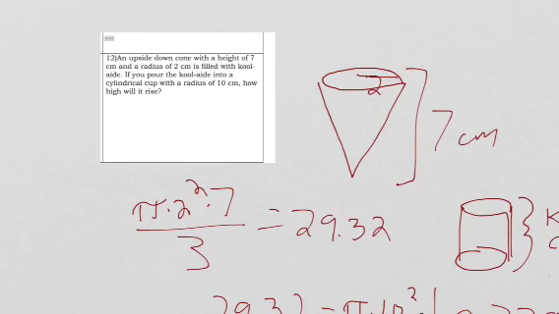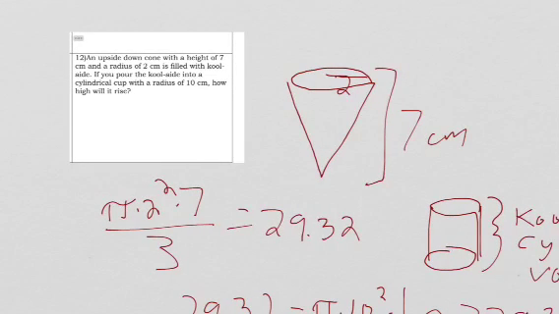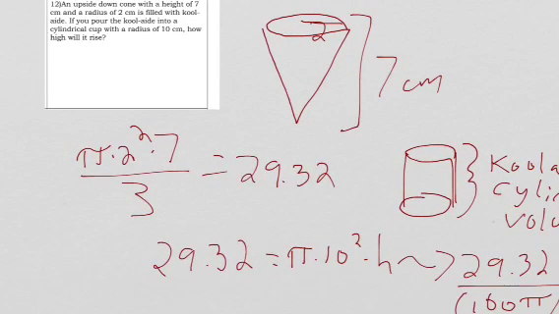So it doesn't raise very high at all in this cylindrical cup, but that makes sense because we're pouring it from a 2 centimeter radius cone. It's only 7 centimeters tall, right? So it's a very small radius. We're filling that up. And then we did find the volume of that cone. It's pi times 2 squared times 7 divided by 3, which is pi times 4 times 7 divided by 3, which gave us that 29.32.